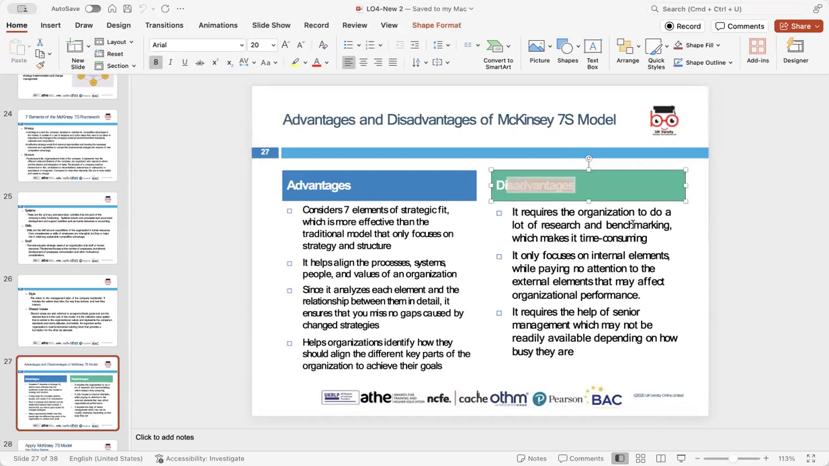Then another limitation is that the model focuses on internal elements. It does not address external factors that could impact organizational performance, such as market trends and competitive pressures. Furthermore, the successful application of the model often requires the involvement of senior management. If senior leaders are unavailable, this requirement can hinder the effective use of the model.